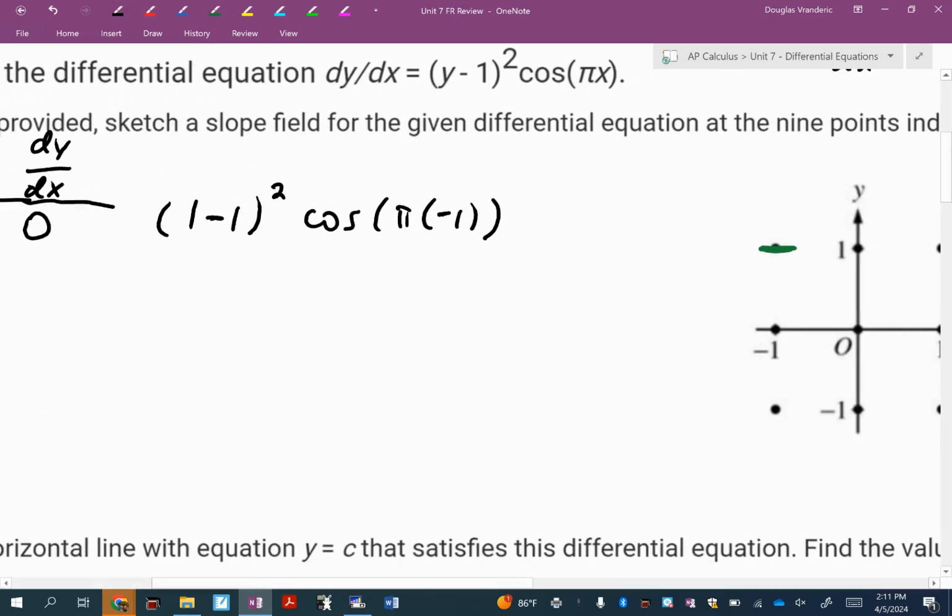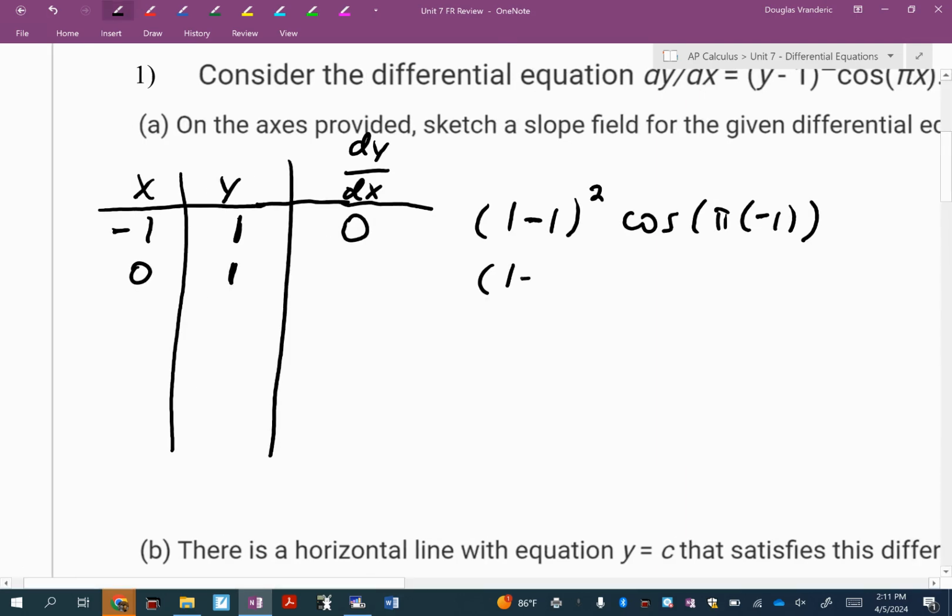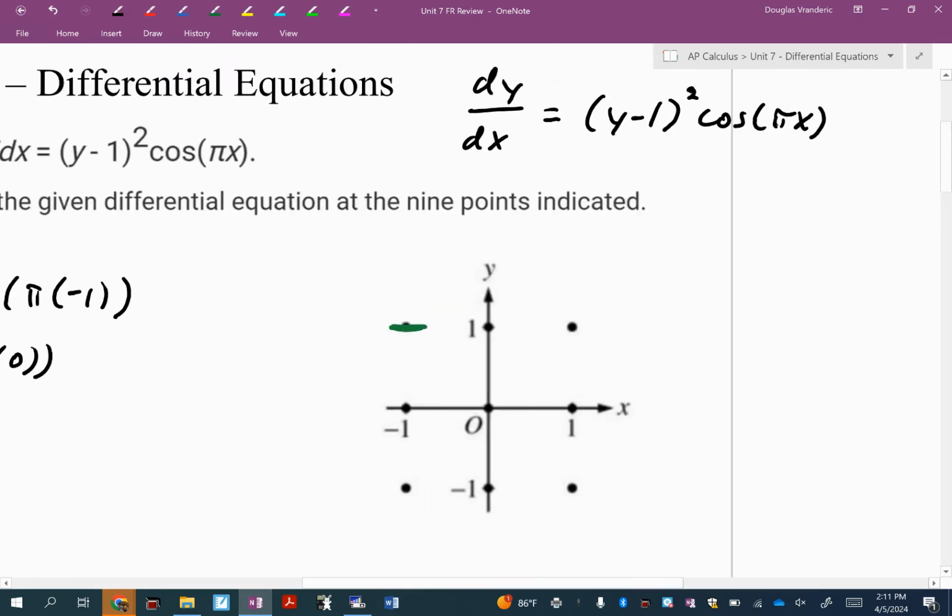All right, so you're saying, Georgie, you would go 0, 1 then? All right, so 0, 1, here we go. So again, plugging in 1. Now, what do you notice happens? You might notice a pattern. If the y value is 1, this will always become 0, and so it doesn't matter what happens with the cosine when you plug in the x. So this will always be 0. So you might be able to skip 1.